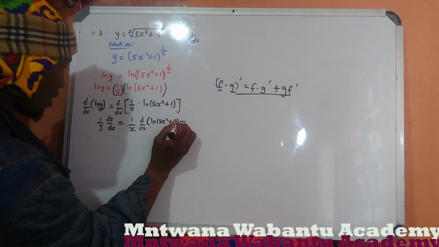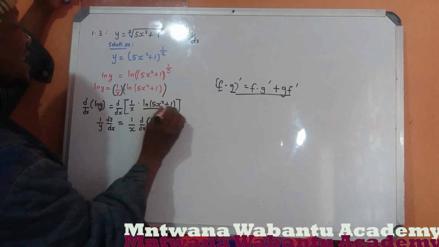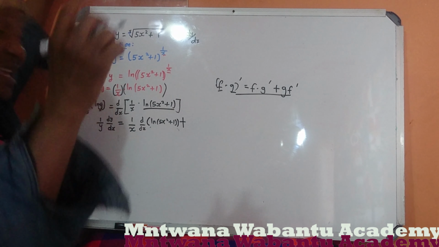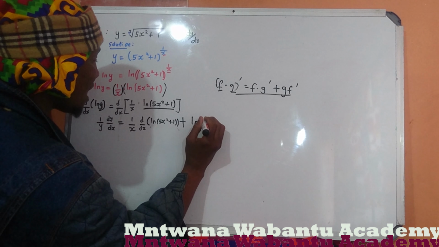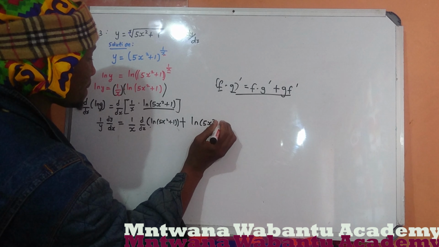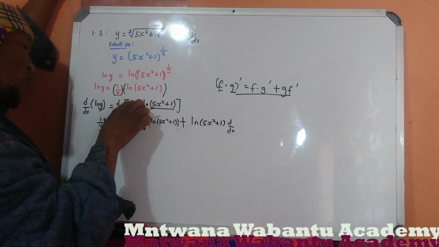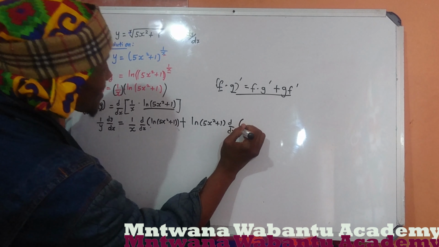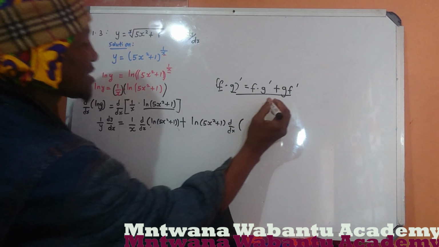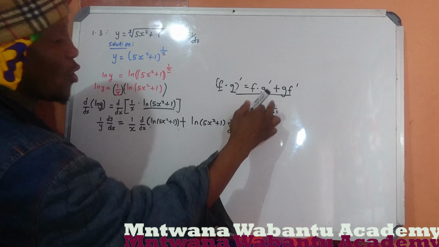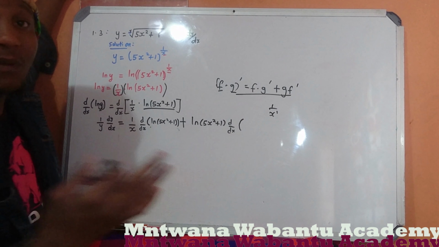Differentiate the second one. Now we say plus, now take the second one as a constant now, it's its turn. So this is going to be constant now. And then differentiate the second, which is 1 over x. So 1 over x, since I want to differentiate, let me reciprocate it. Like 1 over x, meaning x is power 1. X power 1 means x.